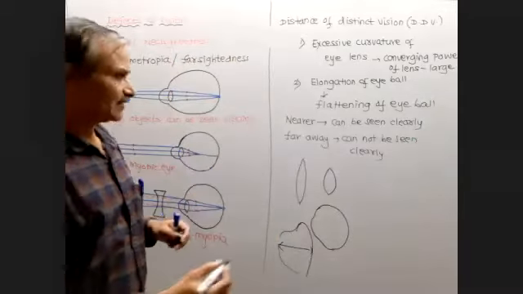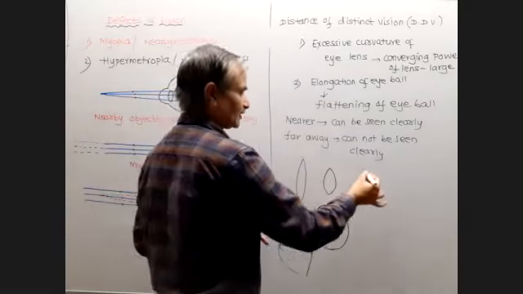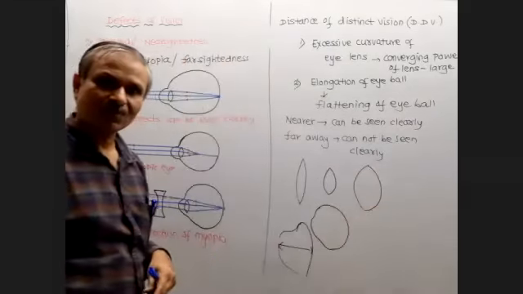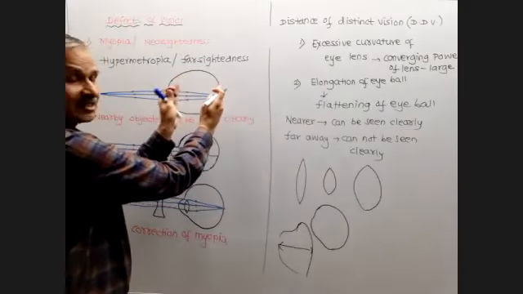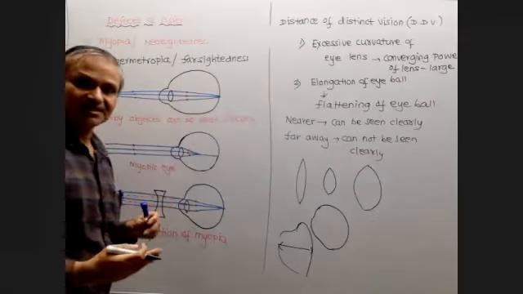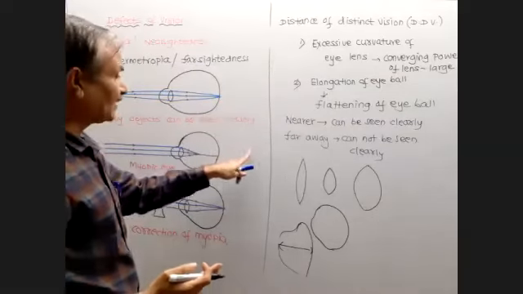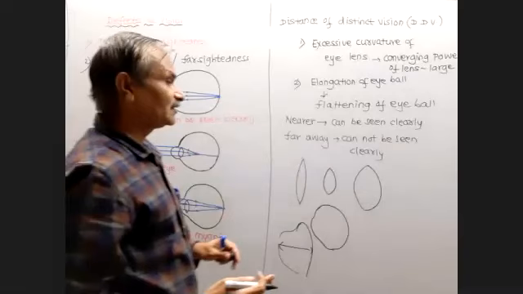You see there is a flattening of the eye. Elongation is similar. So this is normal, this is elongation. If it is flattening, it becomes like this. Since it occupied more space, there is a distance between the eye lens and this. So that is why the image will fall behind the retina.